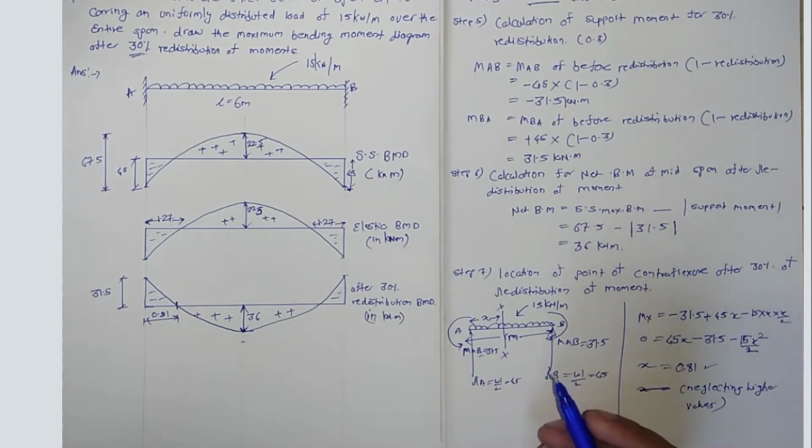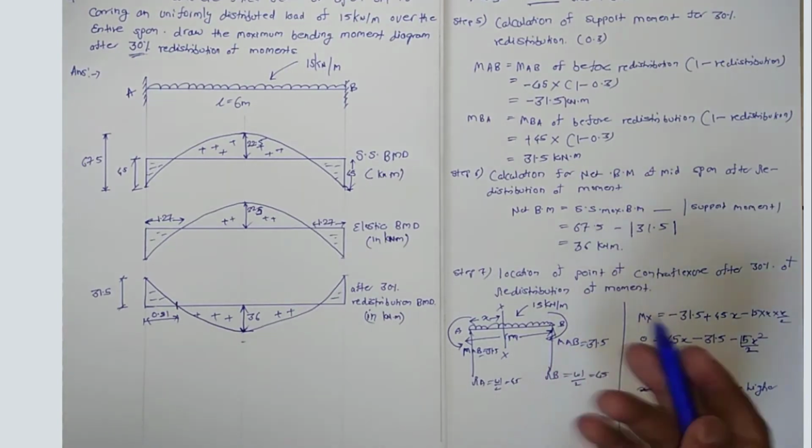Okay. So the final part of the numerical is remaining, in which we will now cover the calculation for bending moment before redistribution of moments at the point of contraflexor, and after the redistribution at 0.81 meters. Okay, that is M dash. So now we'll see in the next part.